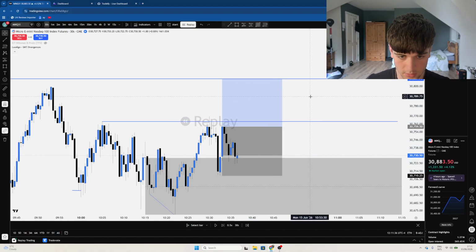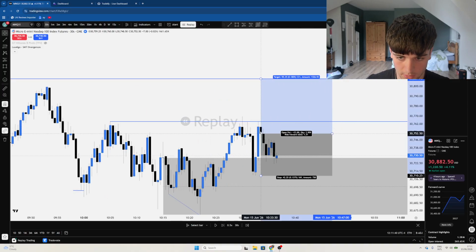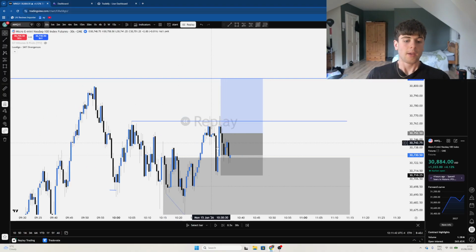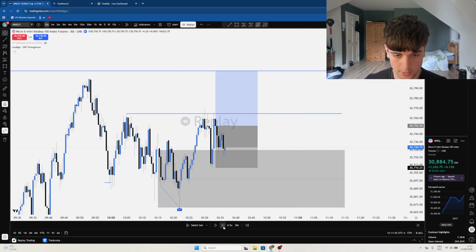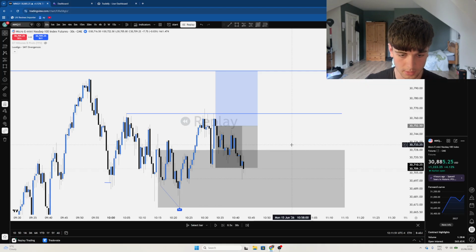TP at all time highs. I believe I got a really good fill. I think I got filled around there. And we ended up just getting stopped out, generating liquidity and stopping out.